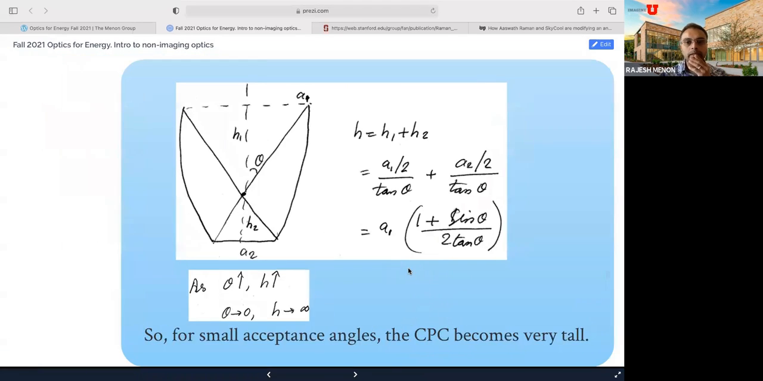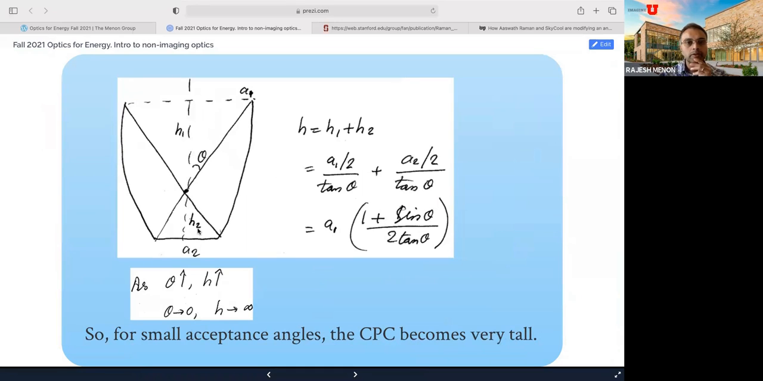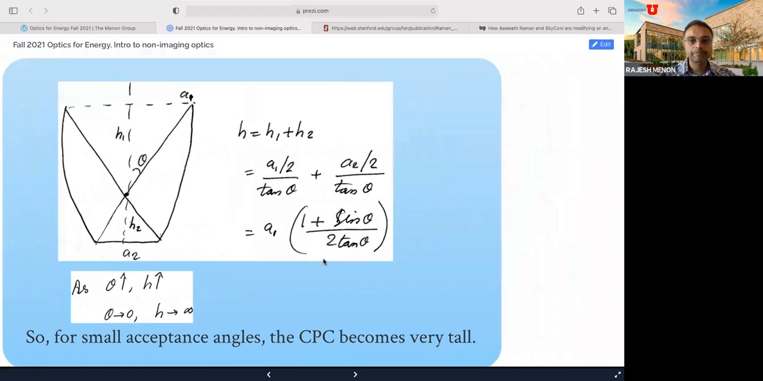The other thing that we derived had to do with the actual geometry of the CPC, which is, how do you calculate the height of the CPC? And we estimated that the height of the CPC is something like the input aperture times 1 plus sine theta over 2 tan theta. Again, you don't need to memorize any of this. You can just look it up. But just keep in mind that if you try to concentrate a lot, the height of the CPC has to increase. In fact, it goes up dramatically.